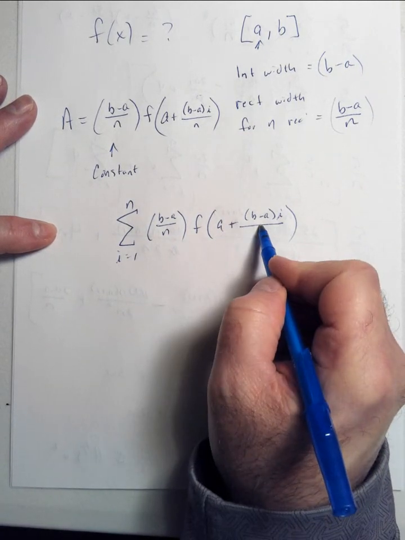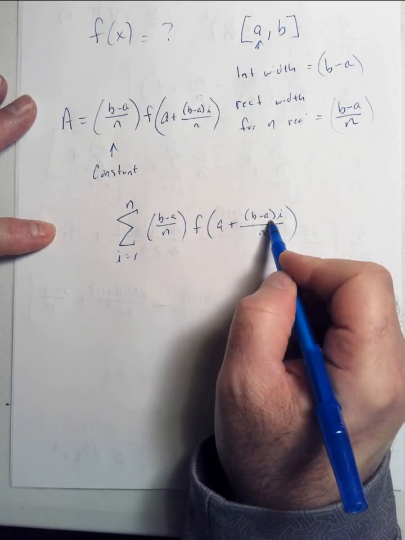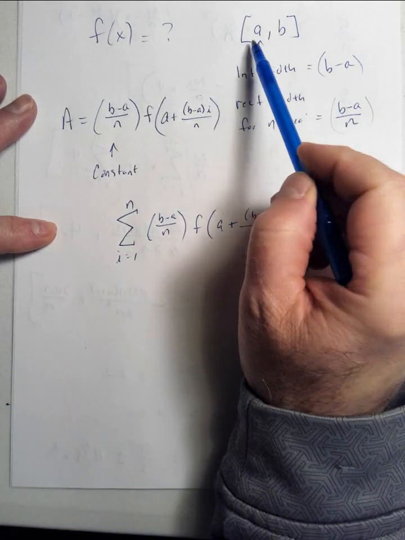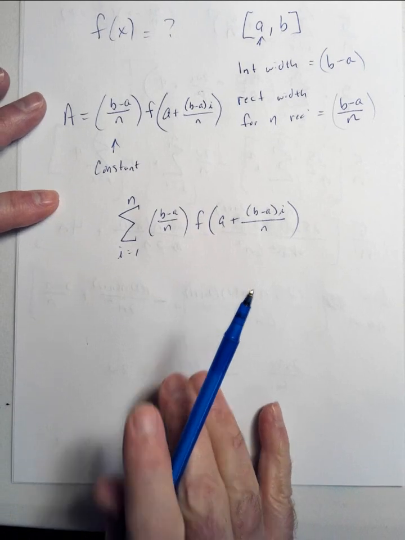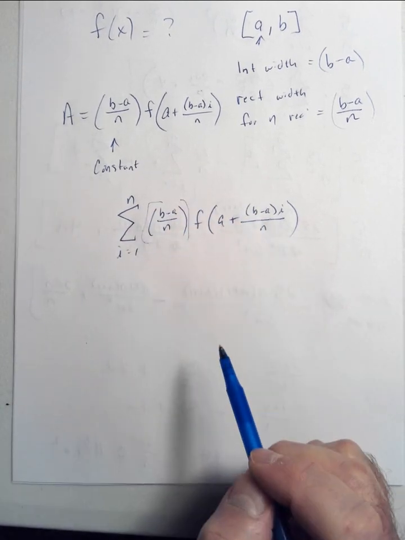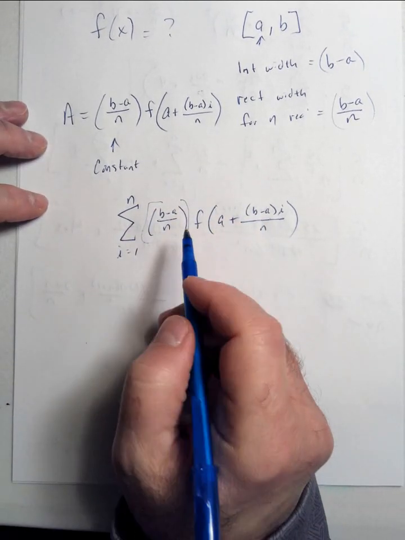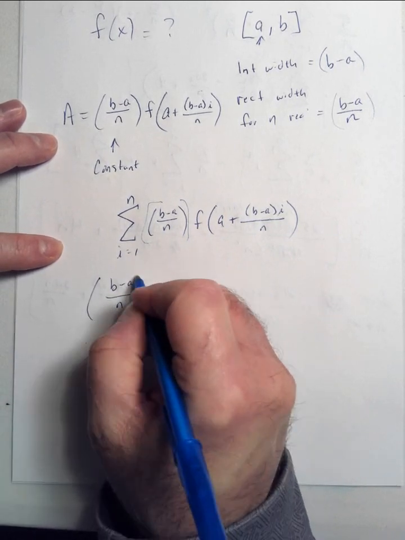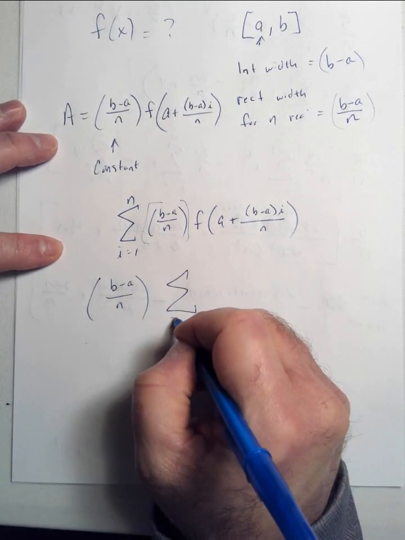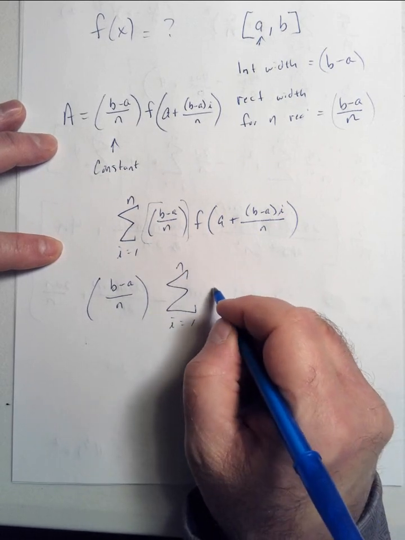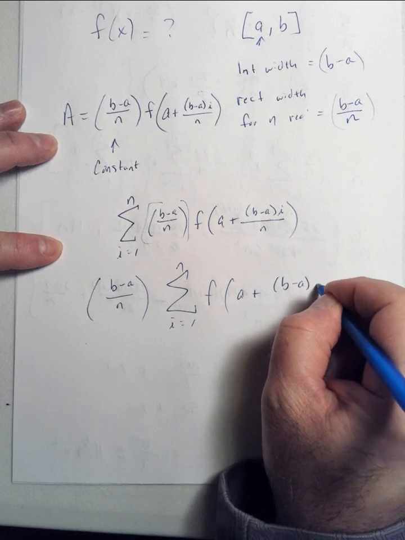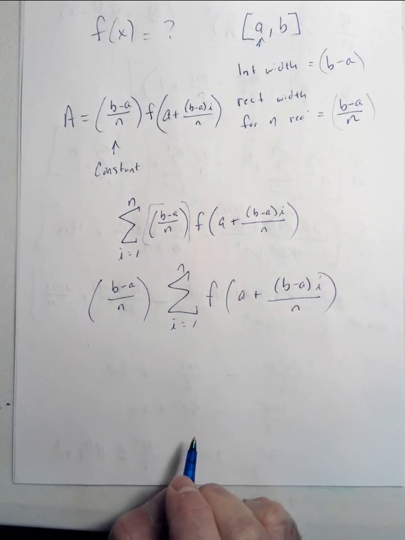Starting point plus first width, second width, third width, as we move along from left to right along the interval, right? And so again, this is a constant. So what I'm going to tell you to do is pull that out first. That's the very first thing you should do: take that (b minus a) over n, let i go from 1 to n of this guy.